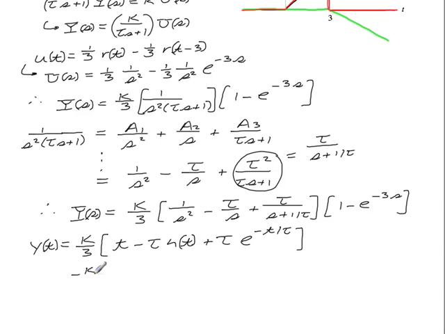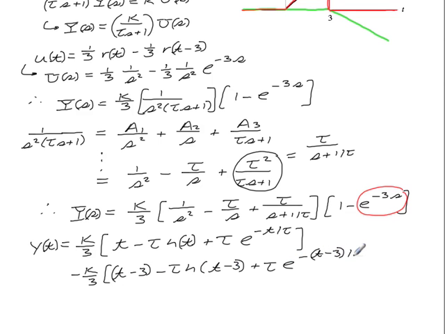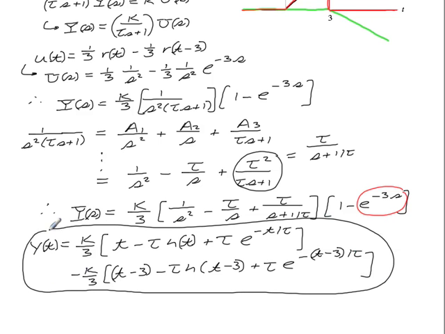And then the next term is exactly like the first, except when we look at our factor e to the minus 3s, every place we have a t, we need to shift that in time by 3. Keeping in mind that our static gain k, up there we had k equal to 2 and tau equal to 1/2.